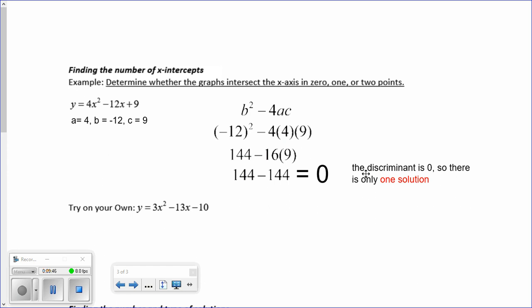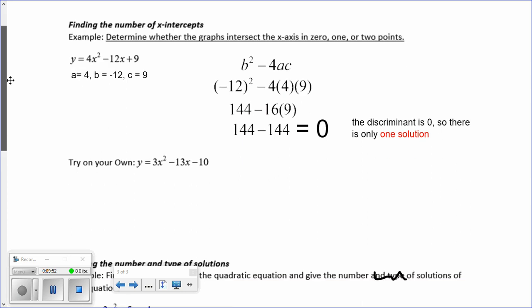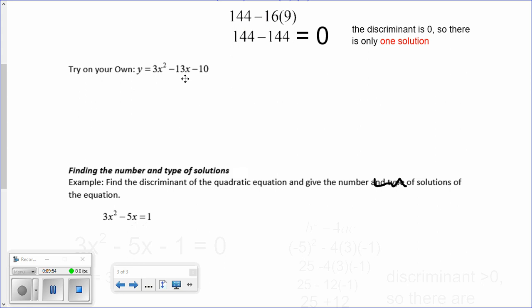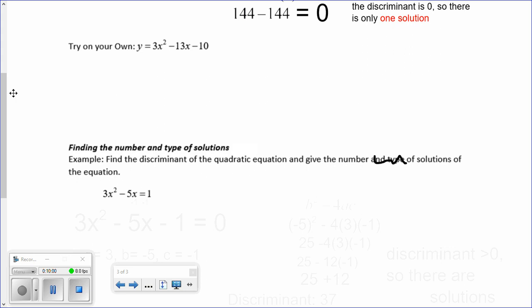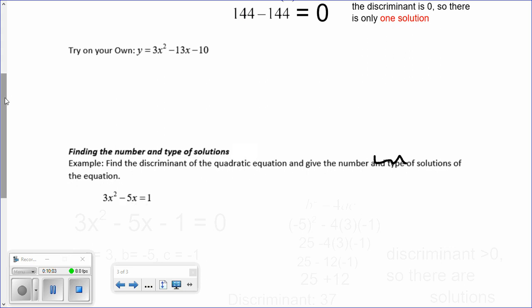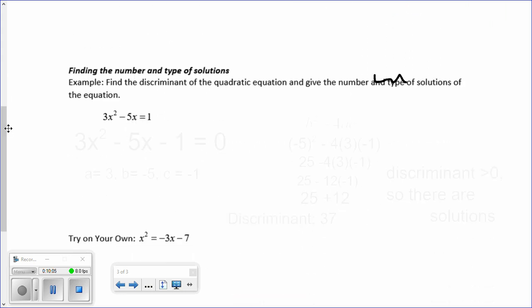And if they ask you what is the discriminant, your answer would be 0, because you're telling us what that number is. Okay? So you have a try on your own as well. It's already set equal to y, which means it's already in standard form, so you're good to go. The next example, which says find the number and type of solutions, we're just finding the number of solutions. Forget about the type. Because you guys are only dealing with one type, which are real. You'll deal with imaginary when you get to calculus. I'll preview for you.